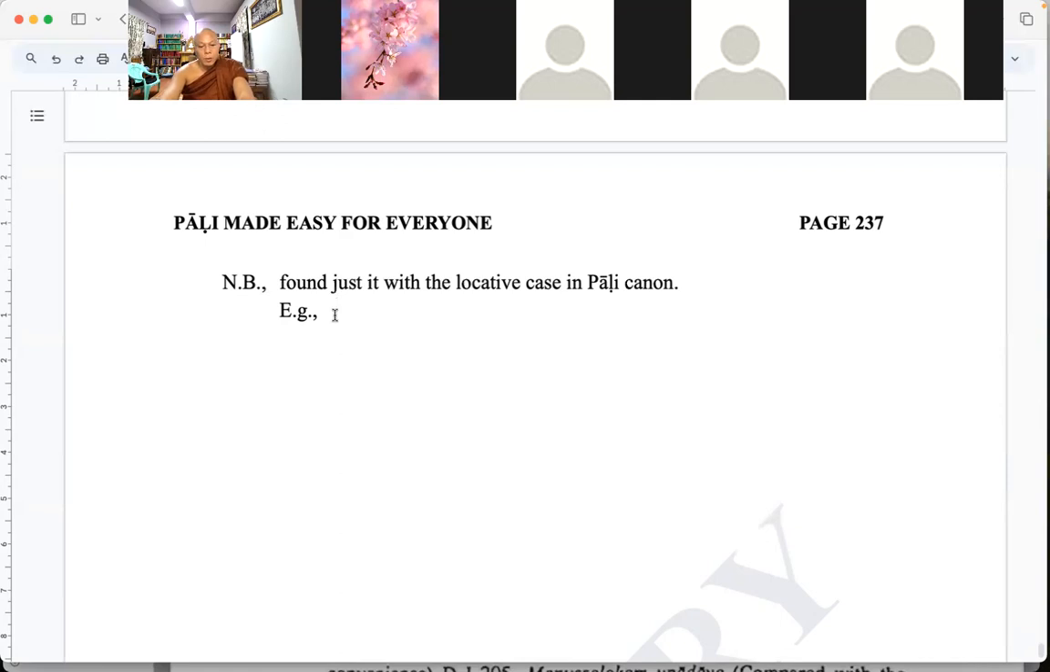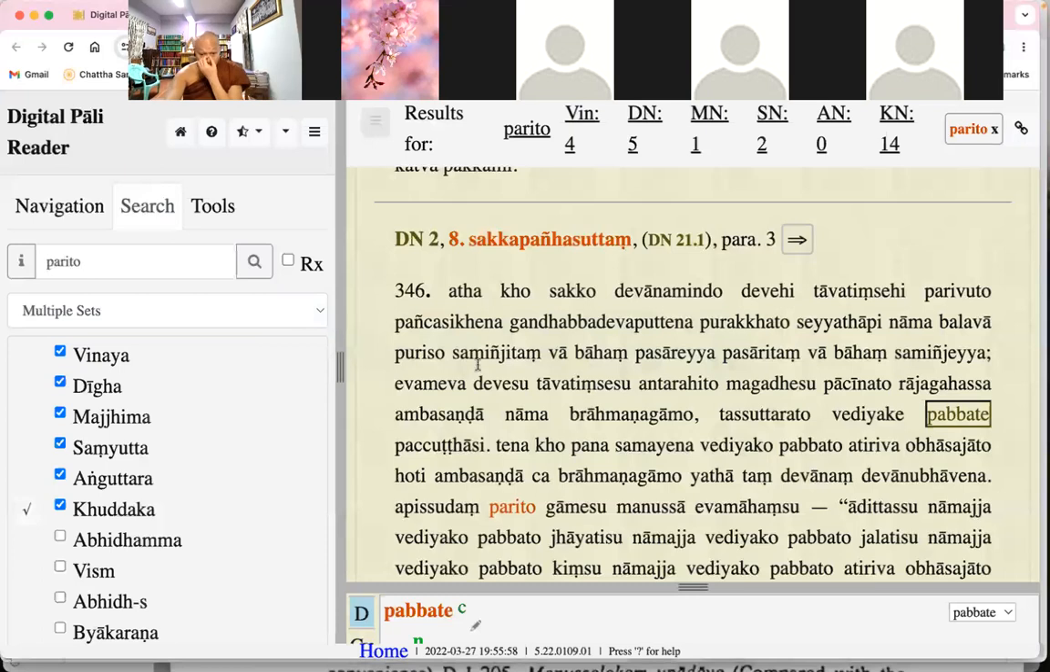So, parito janapadesu, locative case. And then another example is, what is it? So, parito gamesu manussa.